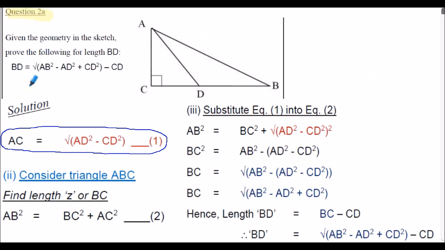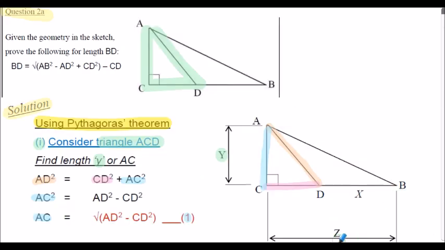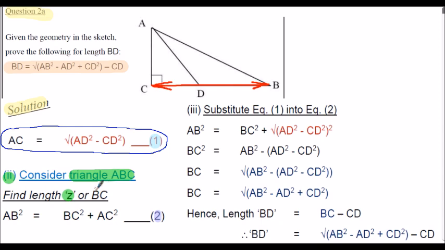Question 2a, solution continued. I've just repeated equation 1 from the previous slide for convenience. So step 2 shown here, I'm going to consider triangle ABC. This time I'm going to find length Z of this triangle. Notice length Z shown here on our sketch. And of course length Z is labelled BC on our triangle here.